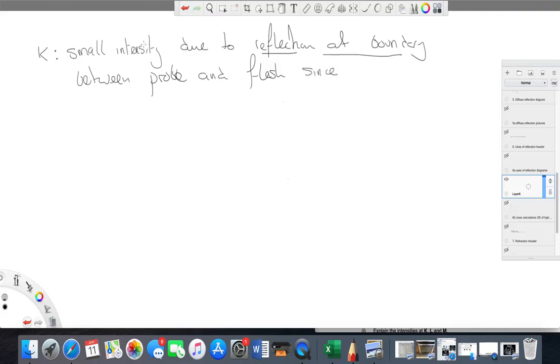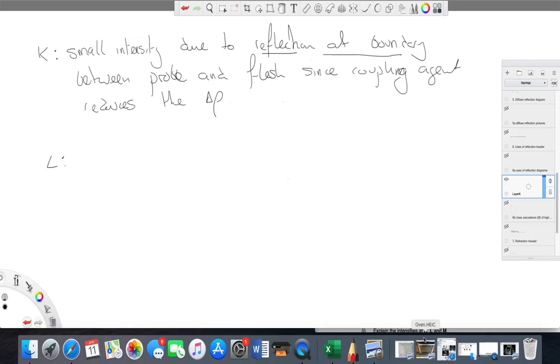And it's a small peak since the coupling agent reduces the difference in density. I'm going to call that delta rho, the change in density between the two. So that's K explained. 1 mark for the fact that we're getting this reflection at a boundary between two media, and 1 mark for explaining the size of that peak because there's a small change in density. We've engineered it so that happens.